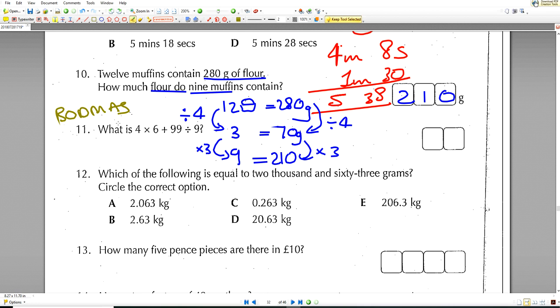Now we have to do things in order: brackets, division, multiplication, addition and subtraction in that order. So the most powerful thing we have is division. So 99 divided by 9 will give us 11. That's the division done. Now we got here multiplication. So 4 times by 6 is 24. Multiplication done. And the last thing that we got is addition, which we're going to do now. So we got 24, add 11. That will give us an answer of 35. So question number 11 is 35.